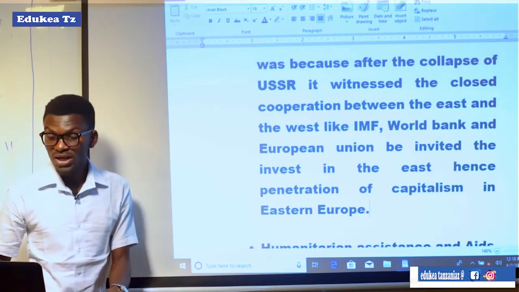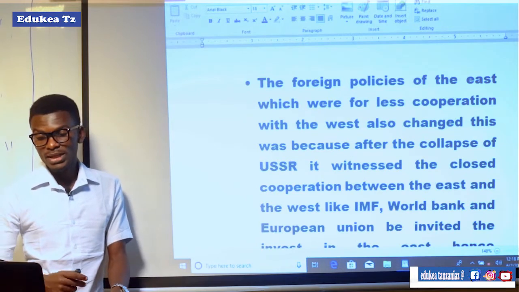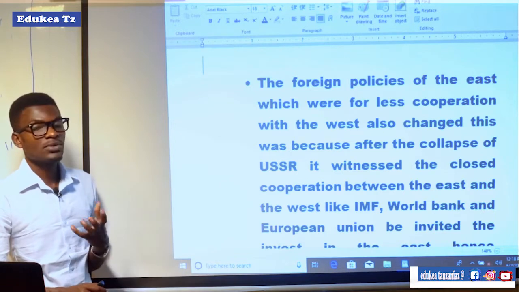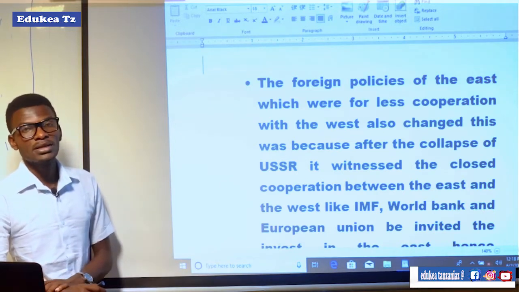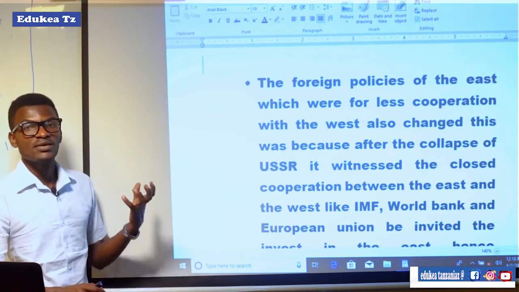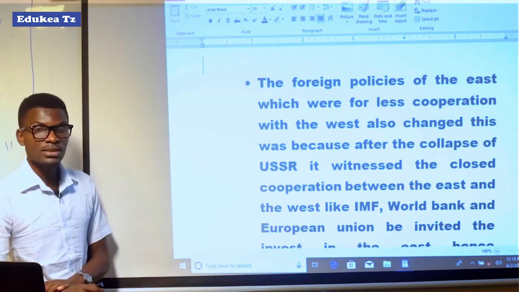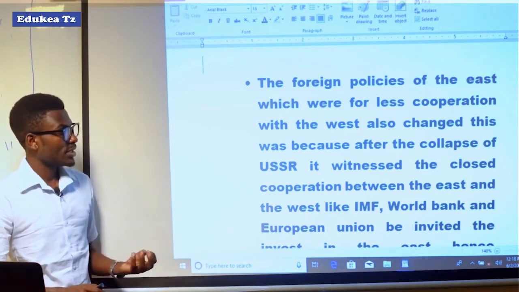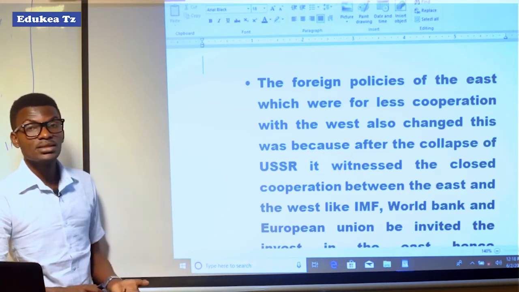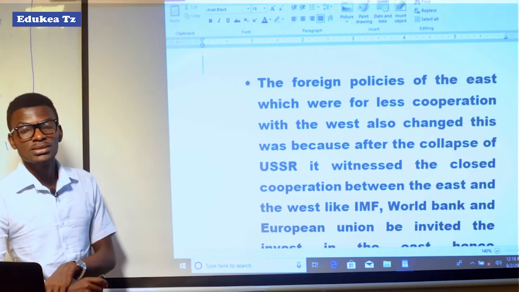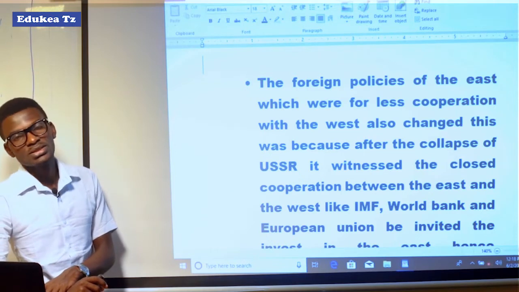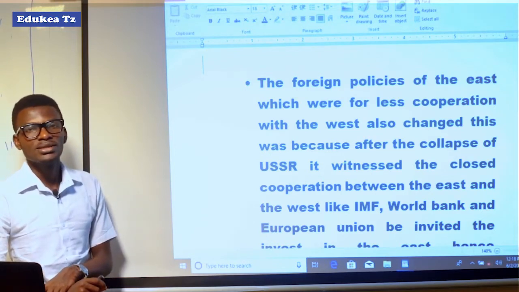Soon after the collapse of USSR, the foreign policies of the East, which were forced into cooperation with the West, changed, and we witnessed Westerners being invited to come and invest in Eastern Europe. The IMF, World Bank, and European Union were invited to invest in Eastern Europe as soon as the USSR declined in the early 1990s.